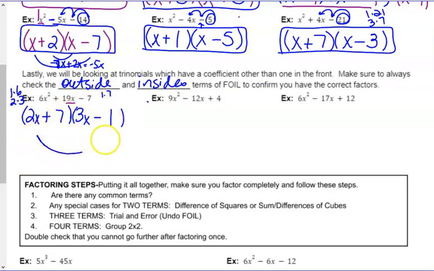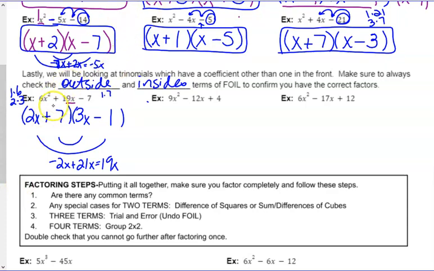Now I'm going to check the outside, which is a minus 2x, and the inside, which gives me a 21x, which actually gives me what I want. That's the positive 19x. And again, you have to be cautious of that sign. It is a positive, and that's what we need, okay?